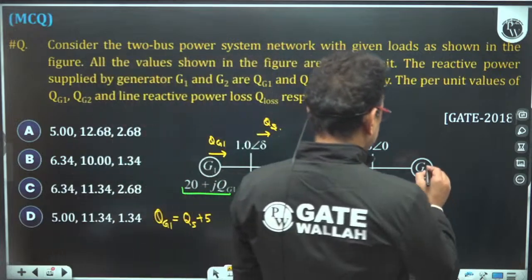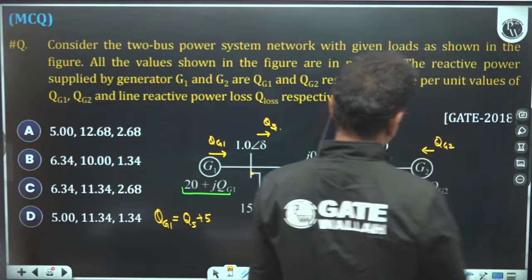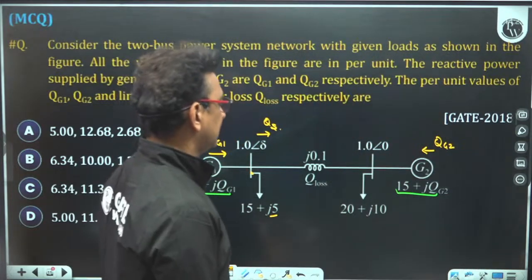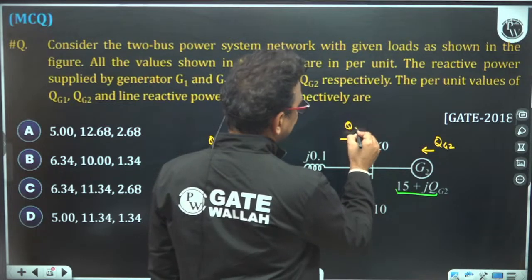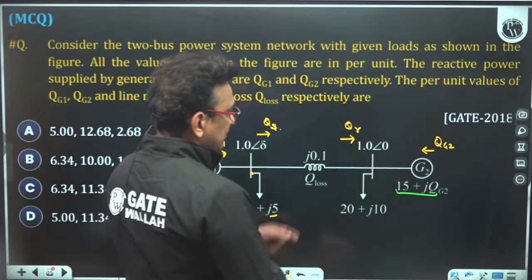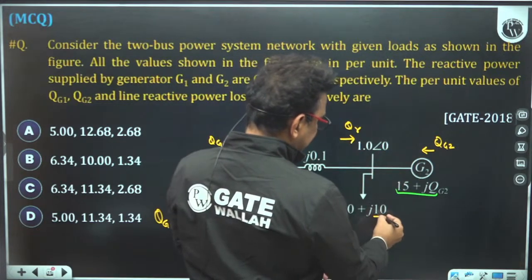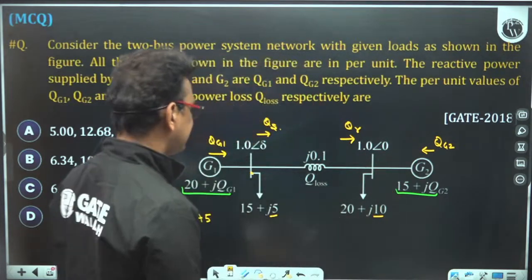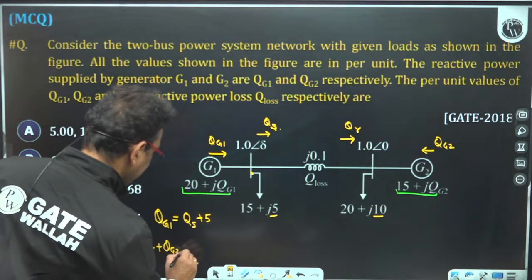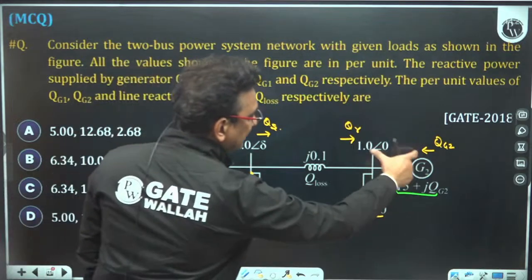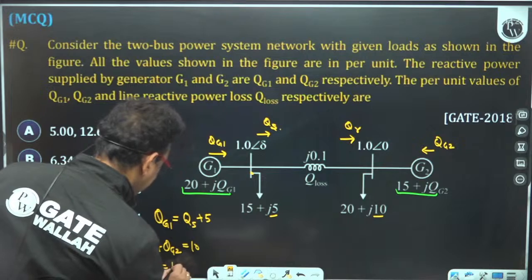Similarly, here the reactive power supplied by generator 2 is QG2. Now the reactive power coming to this bus at the receiving end is nothing but QR. So QR is coming at this bus bar, QG2 is also coming into this bus bar, and the total reactive power going from this bus bar is nothing but j10. So we can say QR plus QG2 is equivalent to 10. So QG2 is nothing but 10 minus QR.